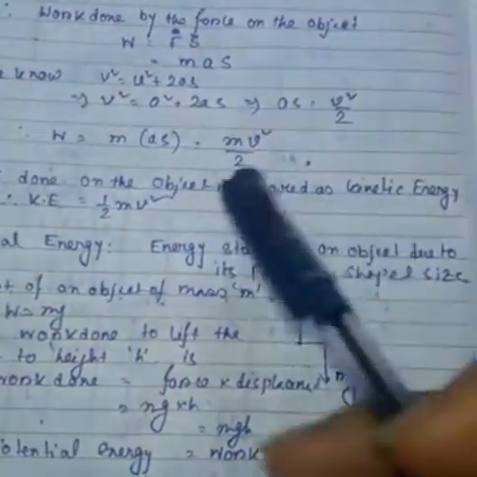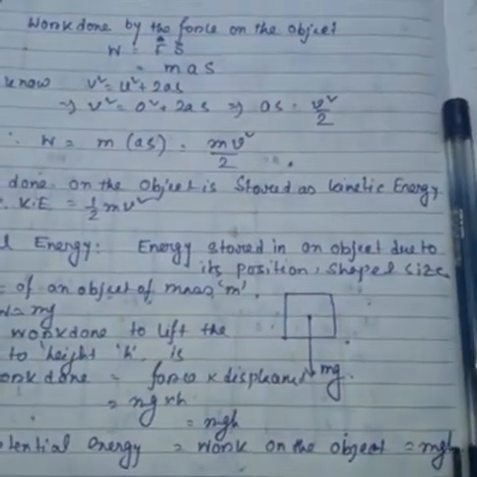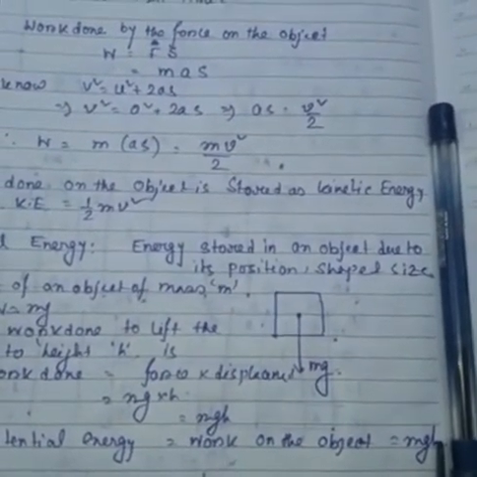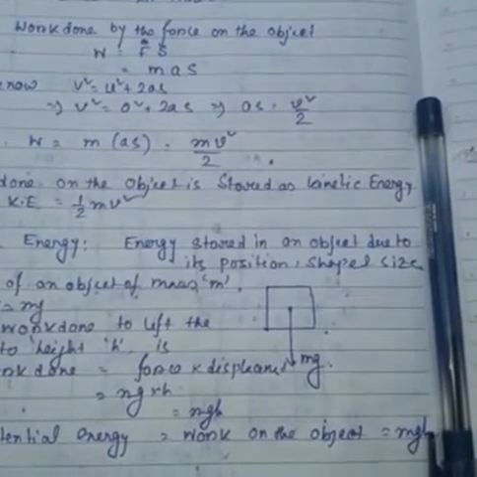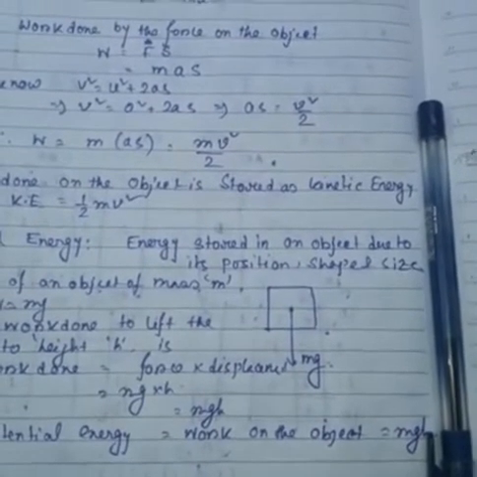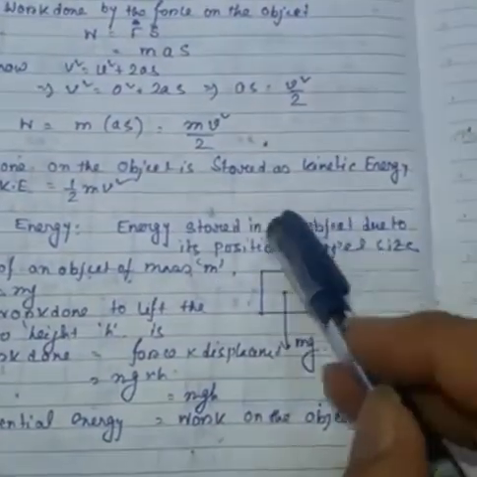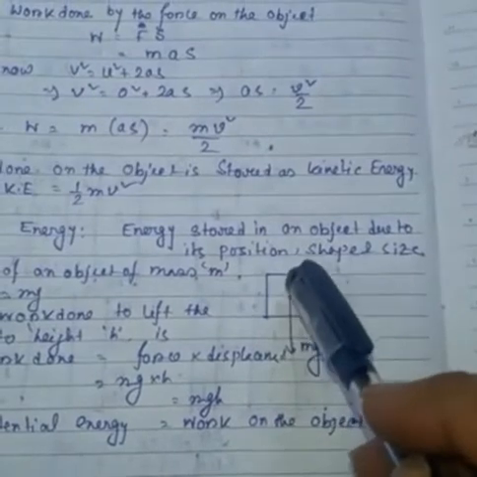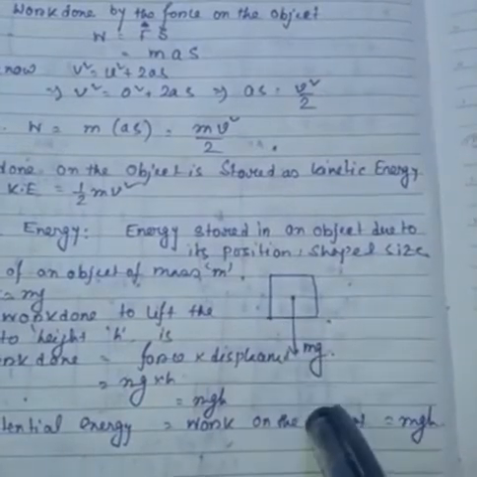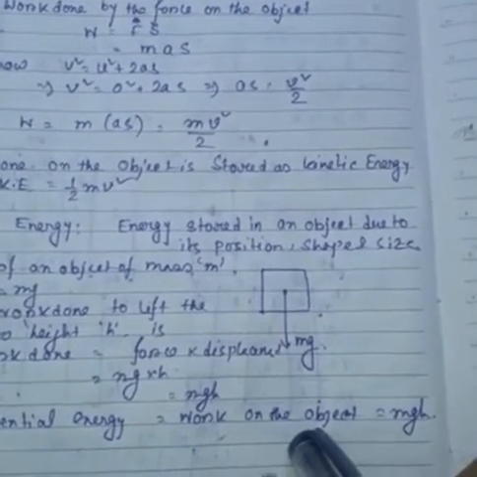Okay, next is potential energy, which is the energy stored in an object due to its position, its shape, or its size. That is called potential energy. The first kind is potential energy due to position under the gravitational force, and it can be explained using this diagram. An object of mass m has a weight of mg directed downward, and by this force the object will go down if it is at a certain height h.